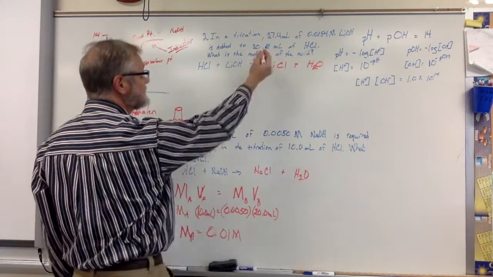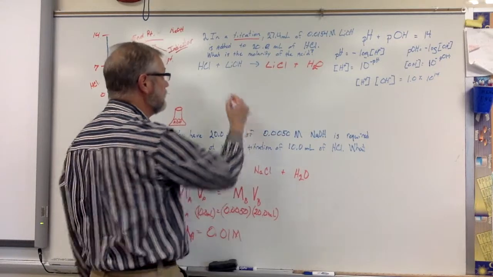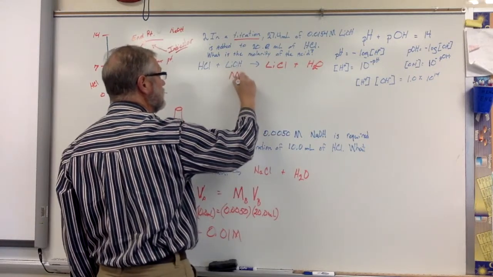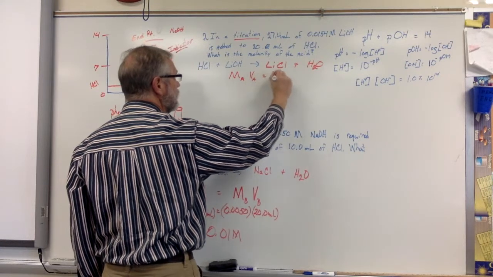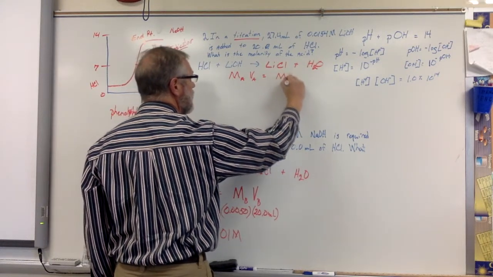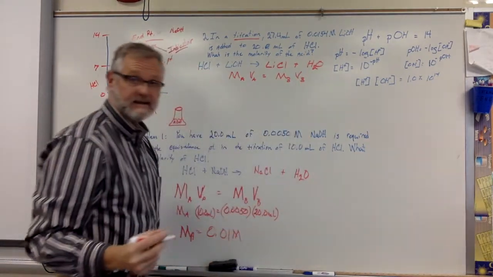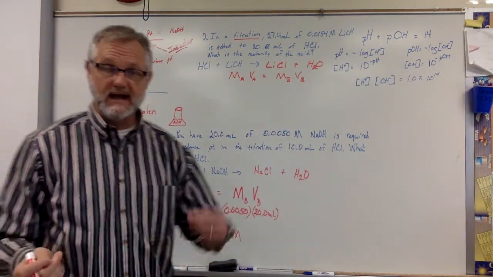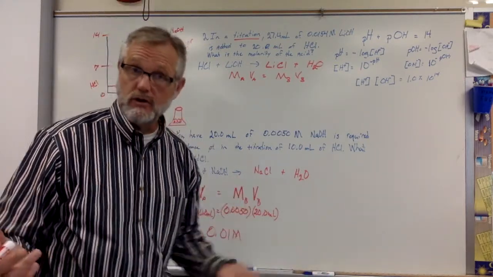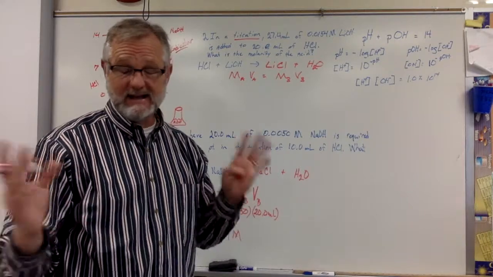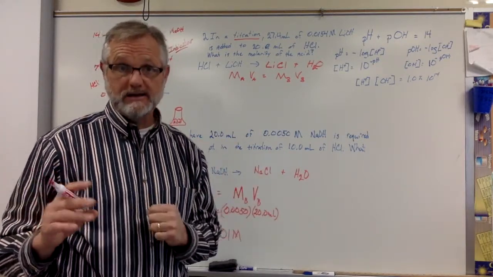So that means that since I am working with a titration problem, I'm going to use MAVA equals MBVB. And guys, sometimes you will see this written as M1V1 is equal to M2V2. It doesn't matter whichever one you use. You just make sure that you pair up your volume and your given concentration.